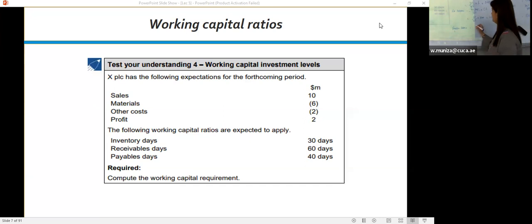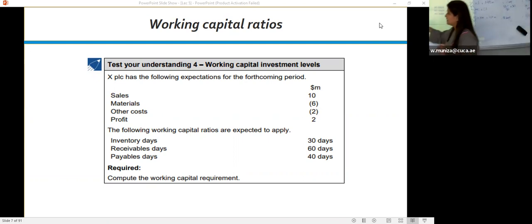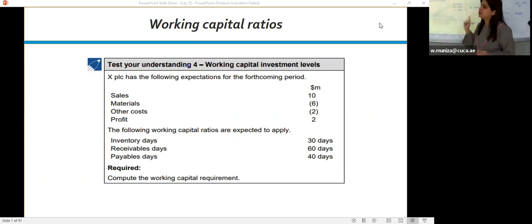Then the payable balance. So how much payables are there? 40 divided by 365, multiplied by materials plus other costs? You are going to take materials. If you are taking an exam and you assume that this other cost is also related to the payables, then you can add it, because you are at such a level that you can make assumptions. Otherwise, you must know that we are concerned here with trade payables. They have not told us about trade payables, so you can take both of these, or you can take simply materials if you are assuming that they relate to the trade payables.